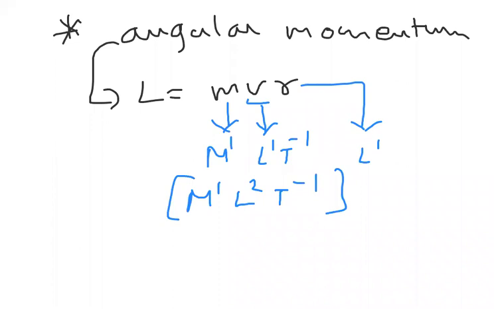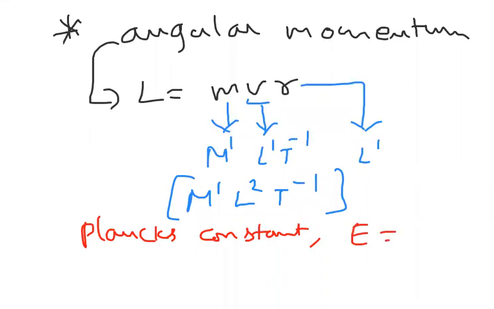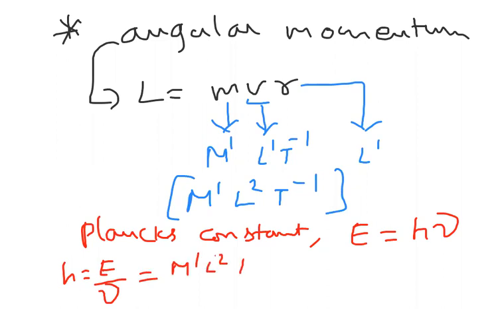Suppose let us take Planck's constant. I think you heard the term Planck's constant here. Whenever you take the photon energy, energy is equal to h mu. h is called Planck's constant, so h is E by mu. Mu is frequency, E is energy. Energy dimensional formula we already derived as M1 L2 T power minus 2.